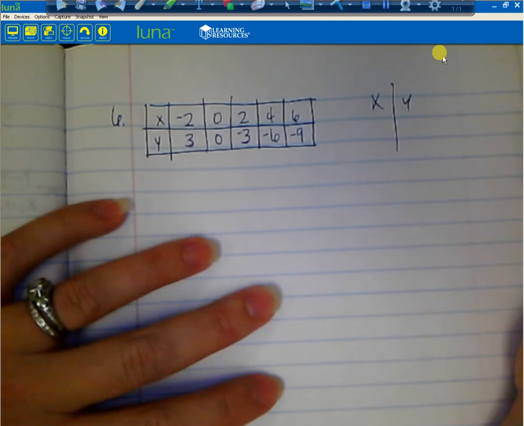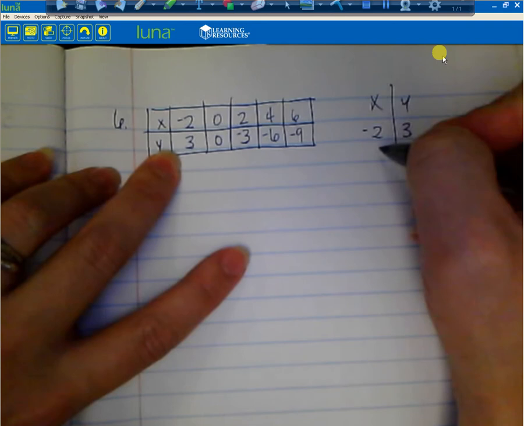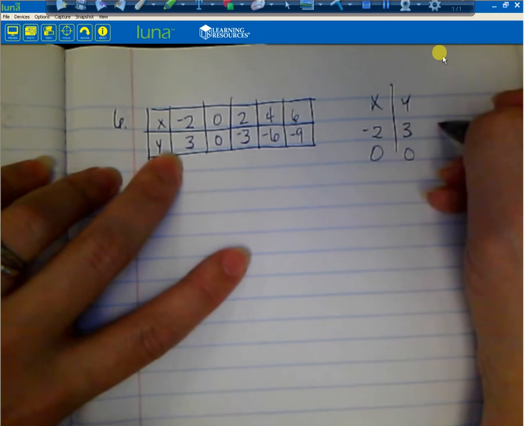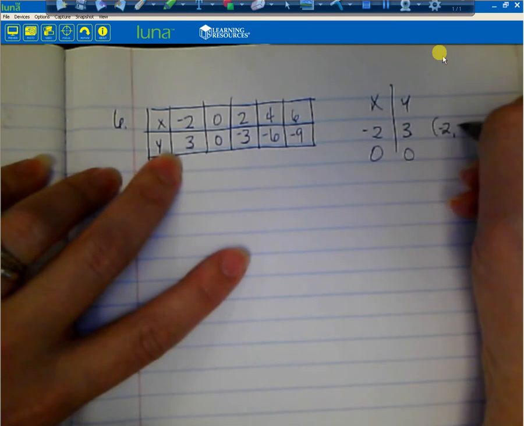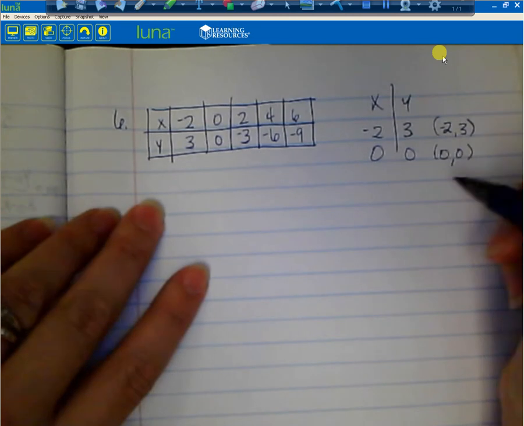It's the same idea. So your x here is negative 2 and your y is 3. Your x here is 0 and your y is 0. So your ordered pairs would be written like (-2, 3) and (0, 0), and so on and so forth.